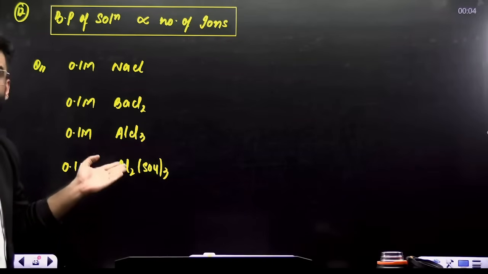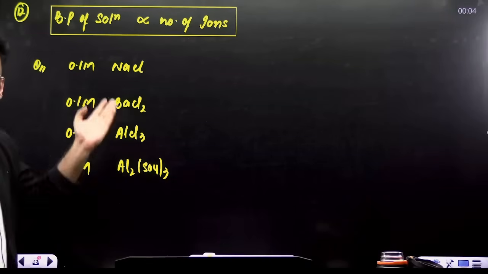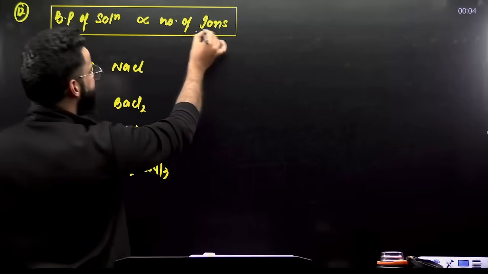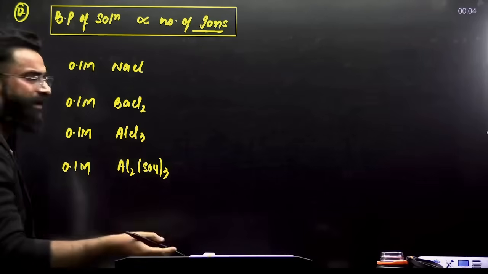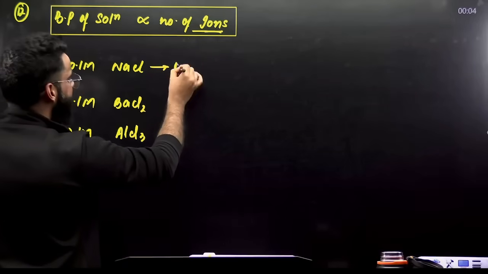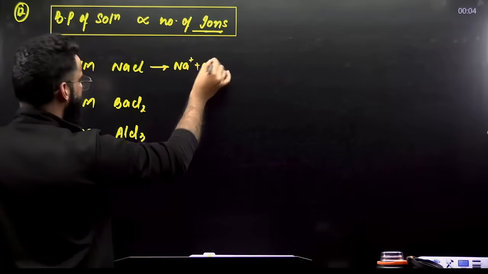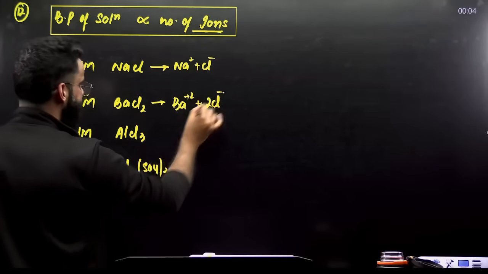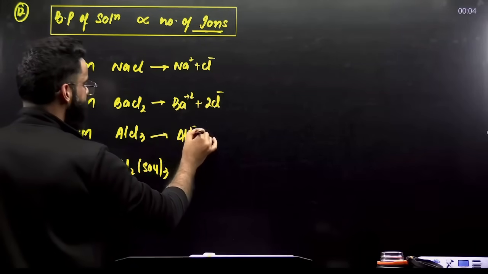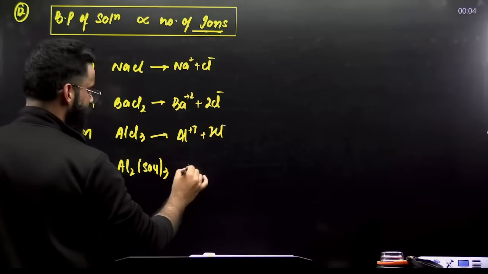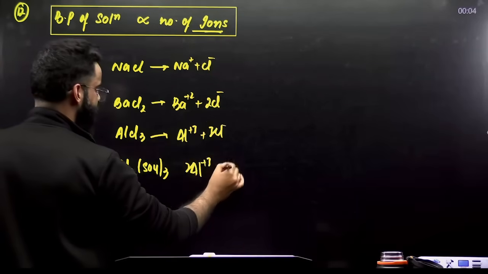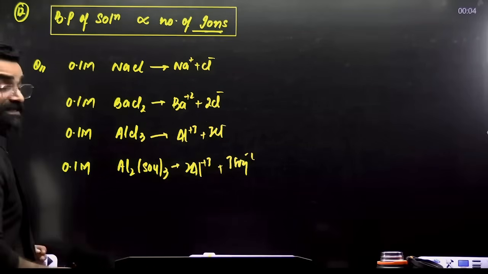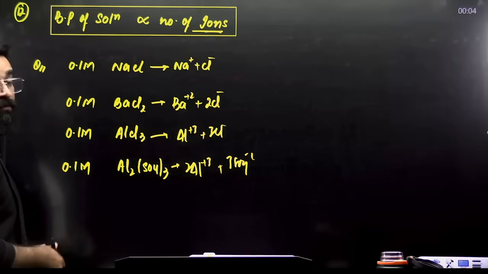In which of the following solutions is the boiling point maximum? Which of the following solutions will show maximum boiling point? Remember, the boiling point of the solution is directly proportional to the number of ions generated. NaCl, how will it dissociate? Na positive plus Cl negative. For example, BaCl2, how will it dissociate? Ba di-positive plus 2 times Cl negative. AlCl3: Al tri-positive plus 3 times Cl negative. Al2(SO4)3: twice Al tri-positive plus 3 times SO4 di-negative. So the more ions generated by the solute, the more the boiling point of the solution.